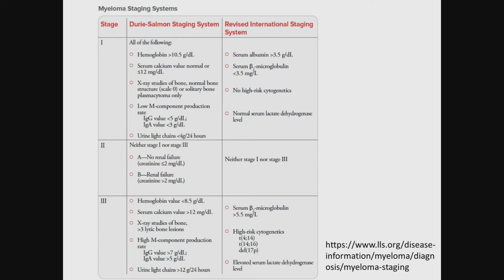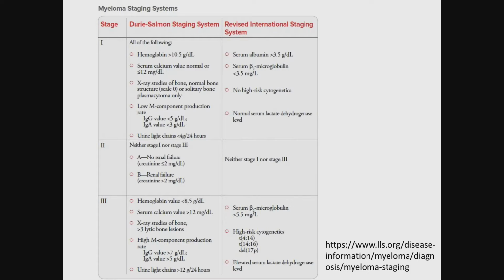Now, this is an older staging system. In the middle, I'm now showing you a newer staging system, which is both dramatically simpler and involves some newer components. For example, stage 1 looks at just 4 quantities. First, it looks at the patient's albumin and beta-2 microglobulin levels. Those are biomarkers that can be easily measured from the blood. And it says no high-risk cytogenetics. So now we're starting to bring in genetic quantities in terms of quantifying risk levels. Stage 3 is characterized by significantly higher beta-2 microglobulin levels and translocations corresponding to particular high-risk cytogenetics.